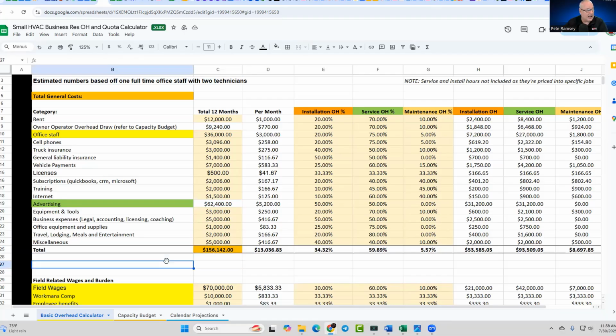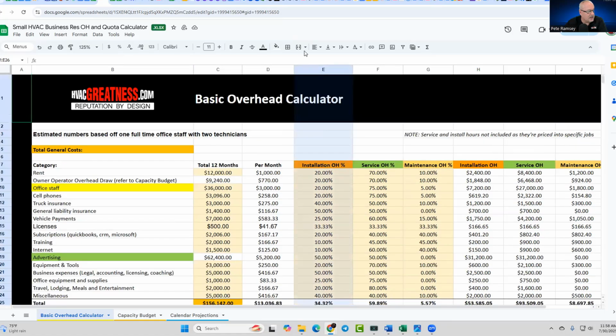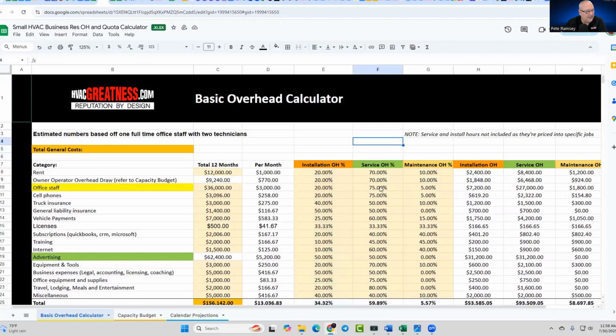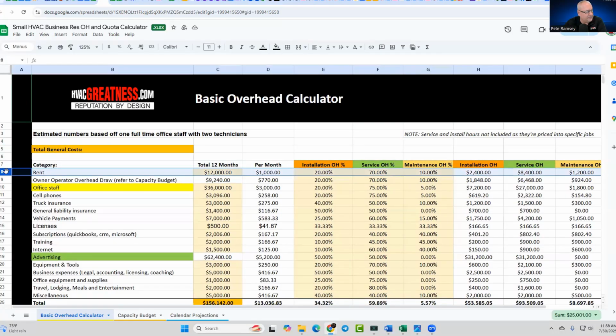But what can be complicated is how much of this $156,000 for this small company we should allot for the installation department to pay for, and how much for the service department to pay for? You can literally go through here and say, okay, I've got rent. I'm charging $1,000 a month. How much of that space do I have sitting with equipment in it for change outs?